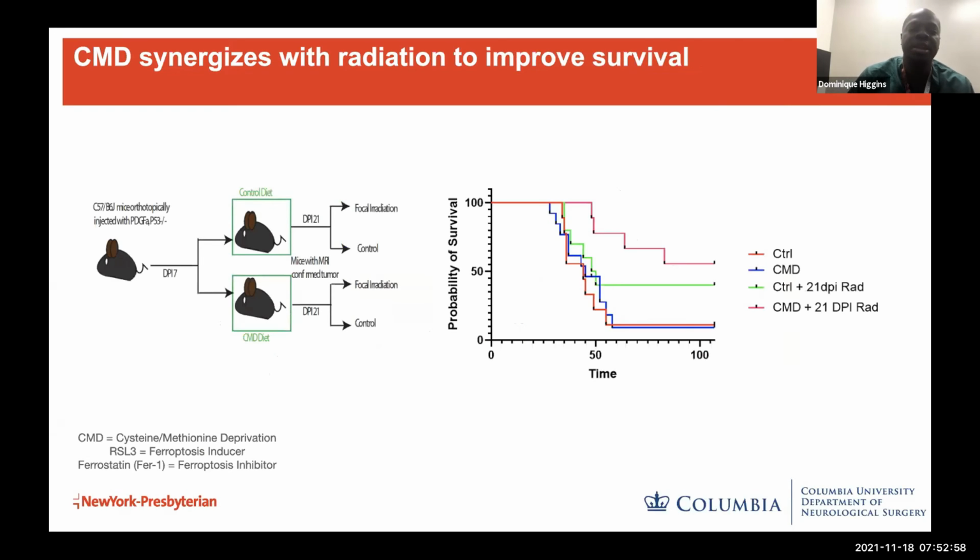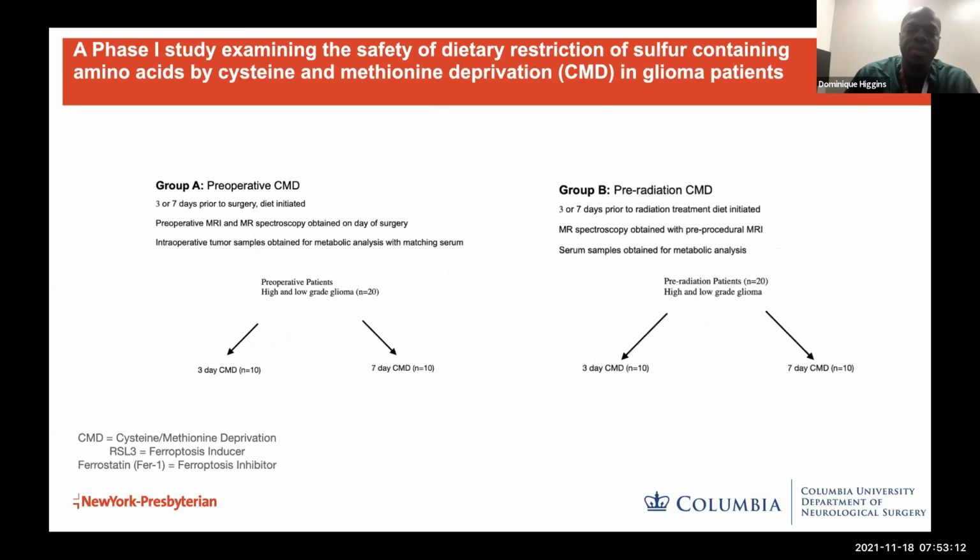And then we inject the mice again, and place them on the diet, but this time added radiation at day 21. And then we see that the mice that got treated with radiation had the greatest improvement in survival compared to the other groups.